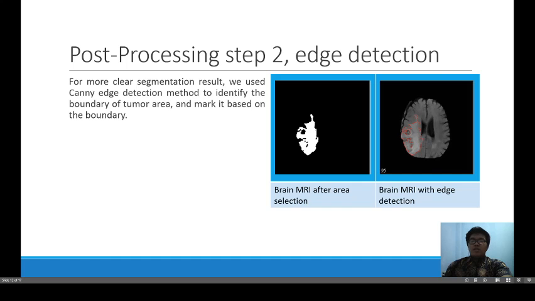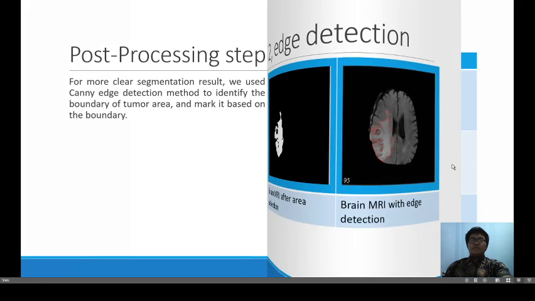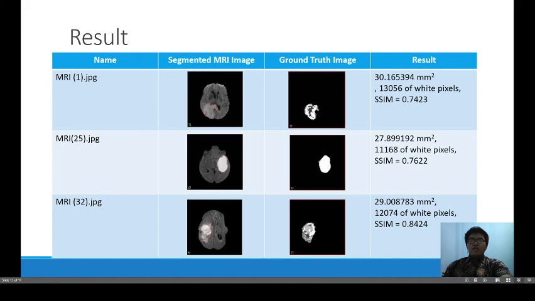And after we select the biggest area of our segmented image, we use Canny edge detection to identify the boundary of the tumor area and mark it based on the boundary, like shown on the picture on the right. And here are some results of our segmentation process.